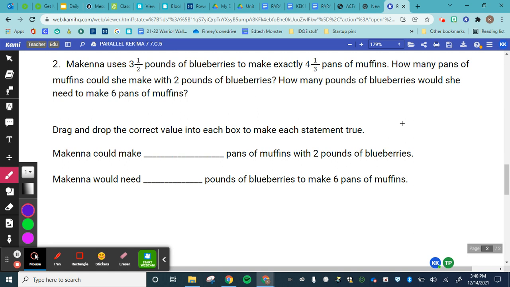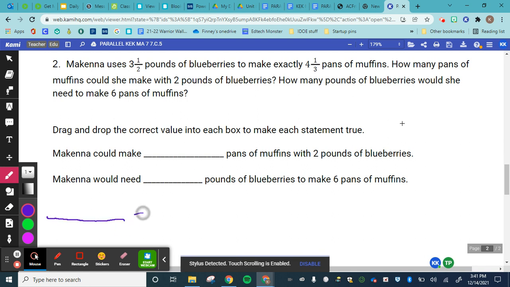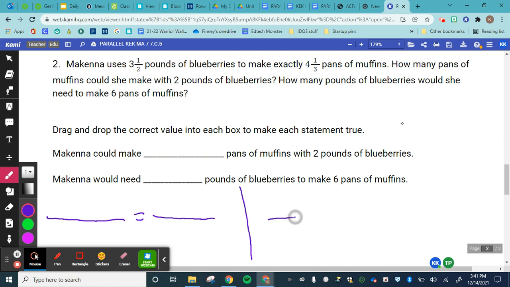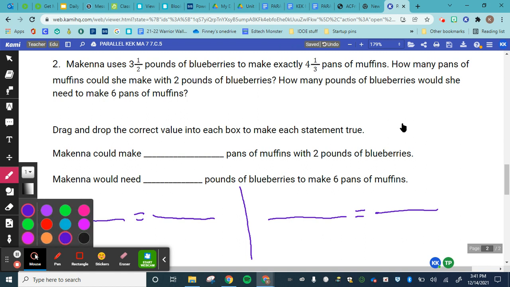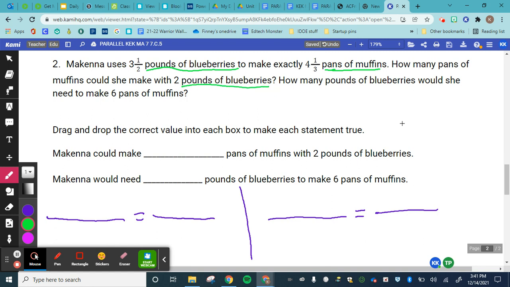So since I have 2 different things that I need to find, I know that I'm going to have 2 different computations to make. So I will set up 2 different proportion frames. And then I look at what am I comparing? So in both questions, I'm comparing pounds of blueberries and pans of muffins.